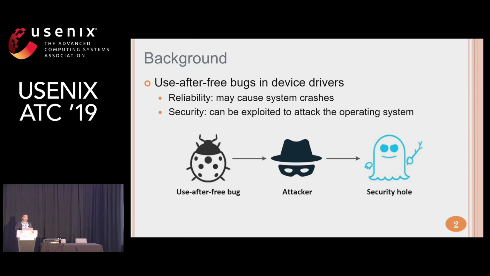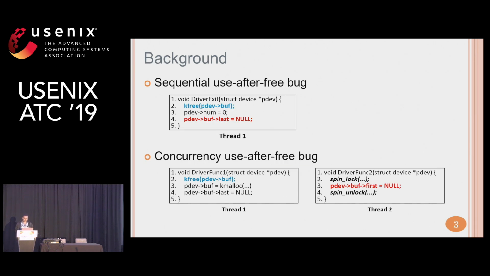Use-after-free bugs in device drivers are often dangerous. They can cause system crashes or can be exploited to attack the operating system. Many of these bugs are caused by sequential execution, namely the free and the use are in the same thread. And some of these bugs are caused by concurrent code execution, namely the free and the use are in two different threads, so such bugs are more difficult to detect.